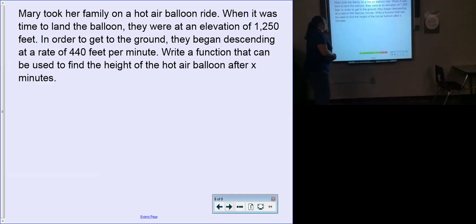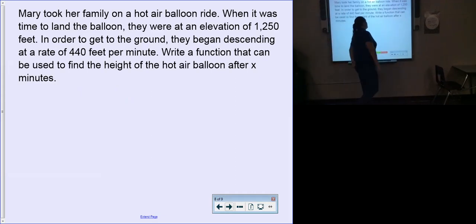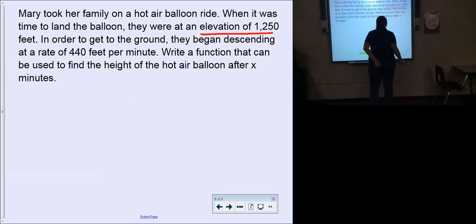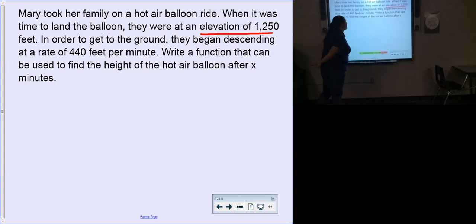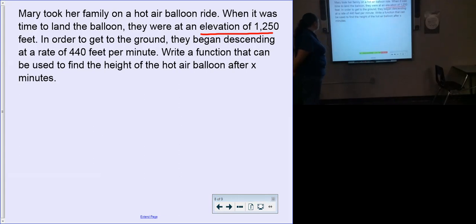All right, let's see. This one's a little bit long. We got Mary took her family on a hot air balloon ride. When it was time to land the balloon, they were at an elevation of 1,250 feet. All right, so that right there is their height, by the way. That's the height of their air balloon at the moment. And they're deciding right now they're ready to go ahead and land the balloon.